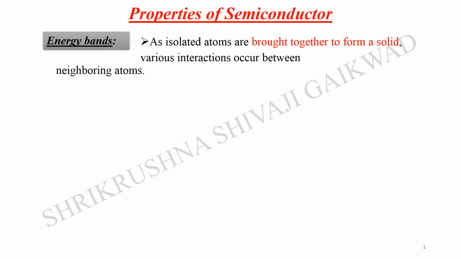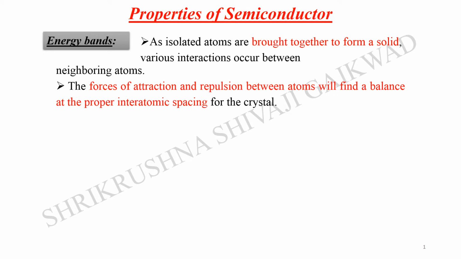Now suppose these isolated atoms are brought close together to form a solid. If I collect a large number of atoms together and try to form a solid, then obviously, when we bring them together, various interactions occur between the neighboring atoms. There is a plenty of interactions happening when they are coming together. So what kind of interactions happen?